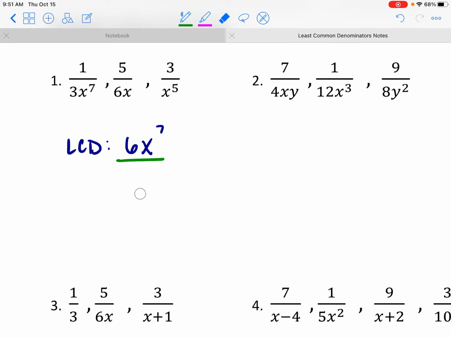Yes. And can we divide it by x to the fifth? We can. So if our common denominator divides by each of our denominators, we're in good shape. We're going to be able to use it eventually to add and subtract. Okay? How about number 2 here?